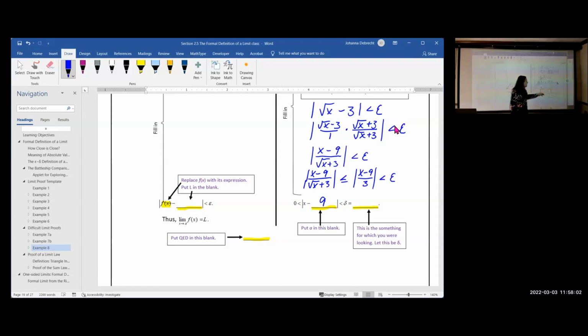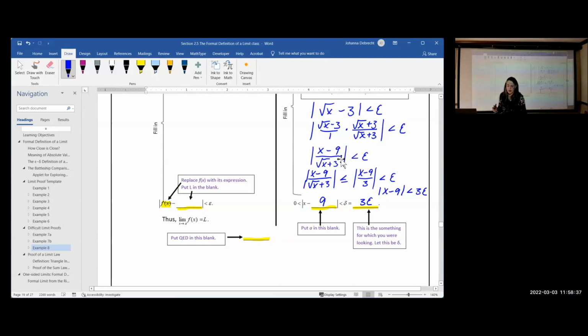Of course. Now that I've got a constant here and I don't have the variable x, I can multiply both sides by the 3, and that will isolate the absolute value of x minus 9. So this gives me the absolute value of x minus 9 less than 3 epsilon. So this time it turns out that I don't want something smaller than epsilon. I actually can take 3 times epsilon and it would still work. All right. So could I take something smaller? Yes, of course. You can always go smaller, but you can't go bigger.